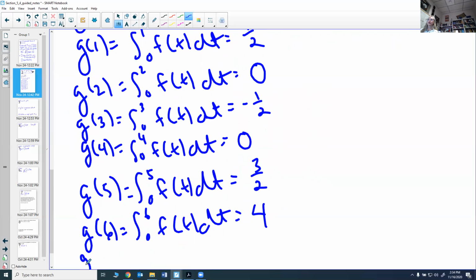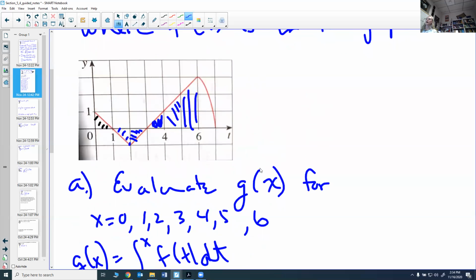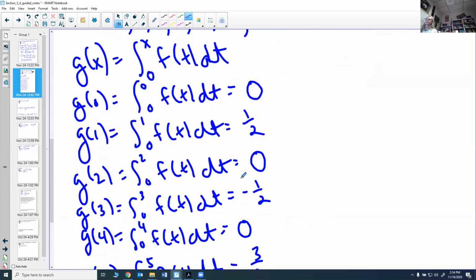If you want to do G of 7, 0 to 7 of f of t dt, that would mean we now have to figure out what this is. So now we would just approximate what this area is for this part here. Again, we have partials here, so you can just approximate what you think this is. This looks like about 1/4. This looks like a little bit more than 1/2. So maybe 3/4 plus 1/4, that's 1, plus almost 2, maybe 1.9. So we can call that 2.9.